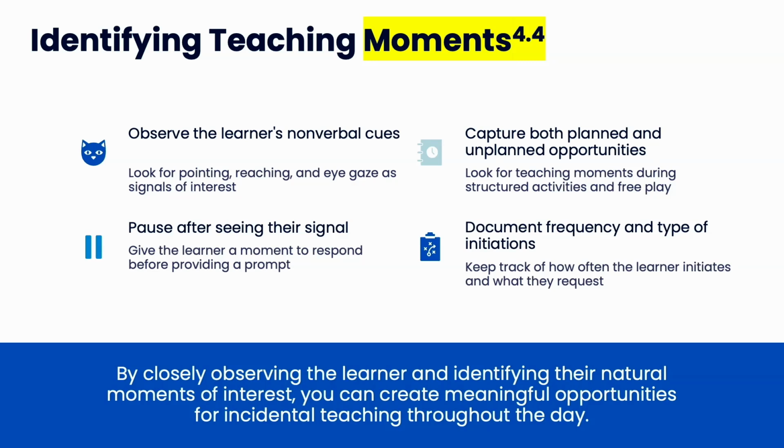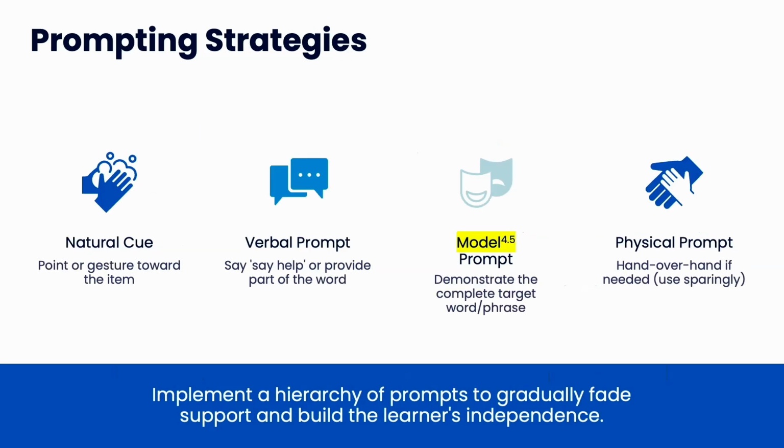And you want to be documenting frequency and type of initiations, because that's mainly what we're focusing on in this type of teaching. So least to most hierarchy, this is the way we're going to prompt. And we do have a whole prompting section after this. So natural cue is like a point or a gesture to the item. What we mean is in another environment with an untrained person, so not a behavior tech, not a BCBA, not a supervisor, no one doing ABA.